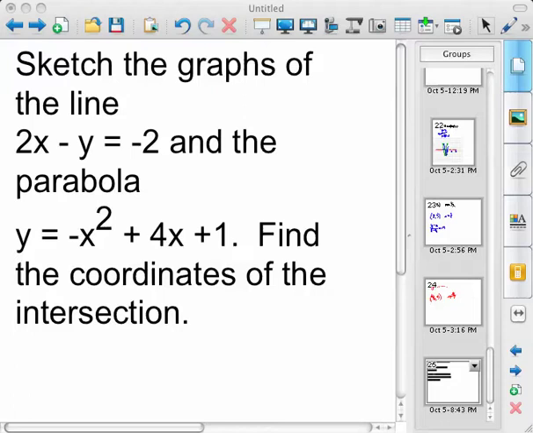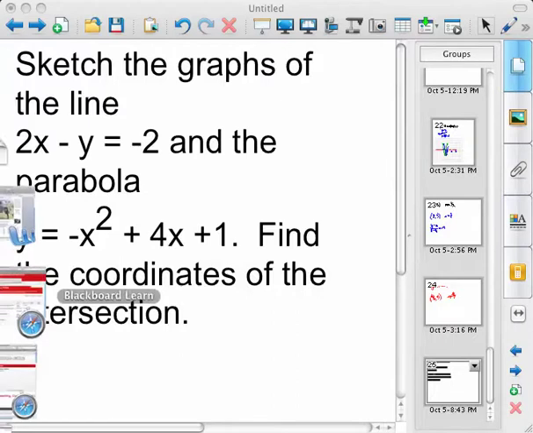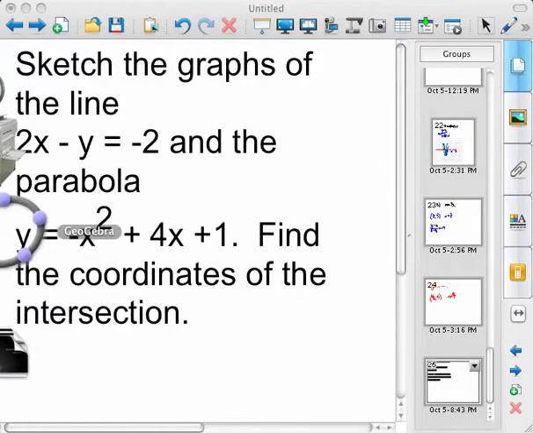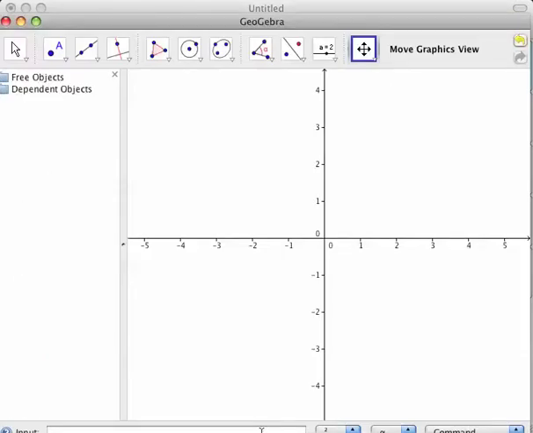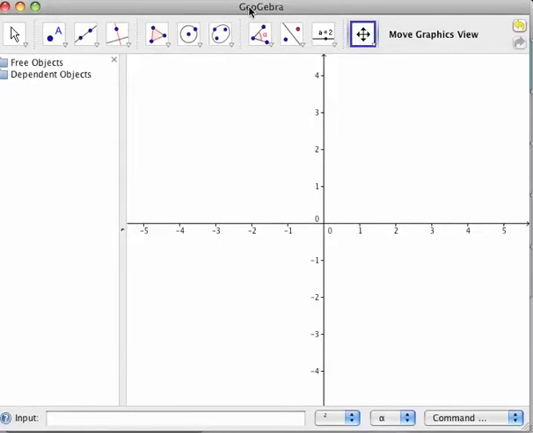Alright, here's a kind of a classic problem for Algebra 2. It wants us to sketch the line 2x minus y equals negative 2 and the parabola y equals negative x squared plus 4x plus 1 and find their coordinates of intersection. With programs like GeoGebra, it makes this problem somewhat easy. So I'll go ahead and enter these equations in here.